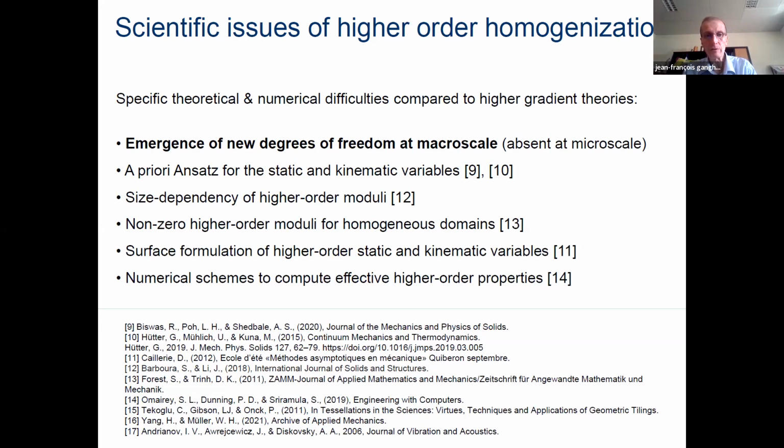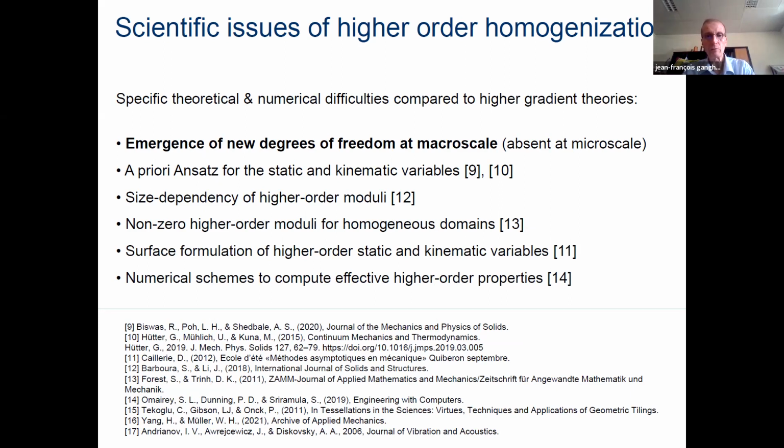The surface formulation. You know that the Hill-Mandel macrohomogeneity condition was formulated by Rodney Hill more than 50 years ago. It is really at the basis of classical homogenization theory, but also of extended homogenization methods when we add new variables or new gradients of the field. One issue is still a surface formulation of the higher order static and kinematic variables. So in this talk, we will propose a new version of the Hill-Mandel macrohomogeneity condition based on a pure surface formulation.